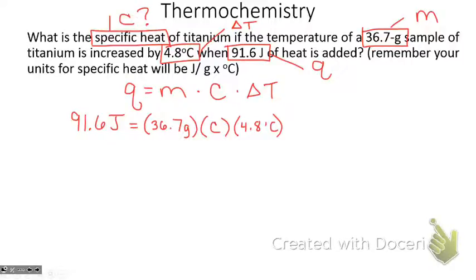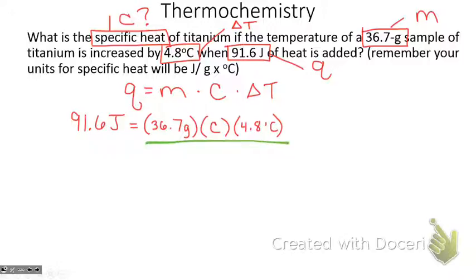A couple of important things to note. Specific heat and heat are not the same thing. A lot of students get those confused. For this particular problem, it specifically says, what is the specific heat? So we're looking for C here, not for Q. A lot of my students, they can plug this in, no problem, but when they go to solve for C, they get kind of tangled up. It's the algebra piece that usually gets them.